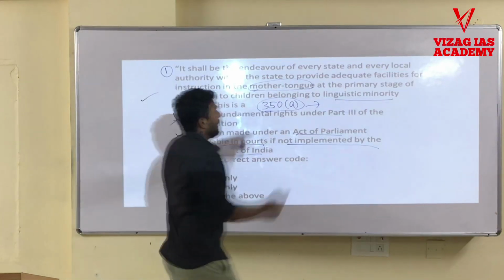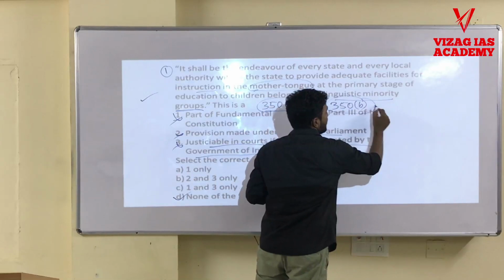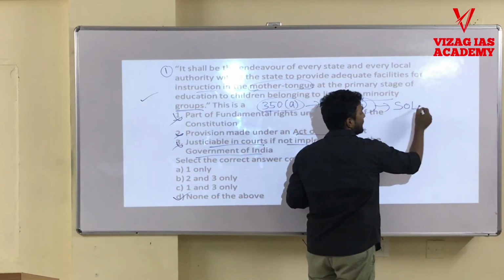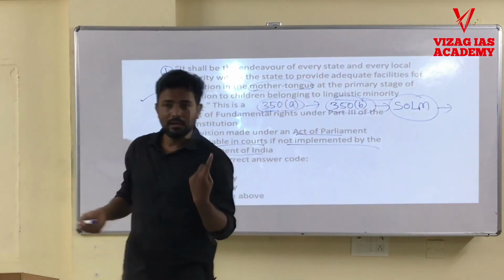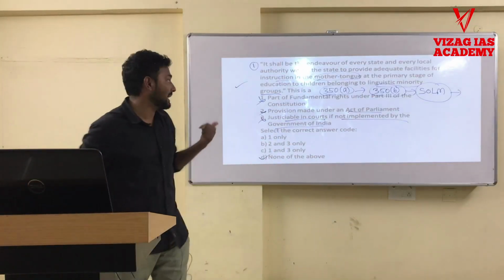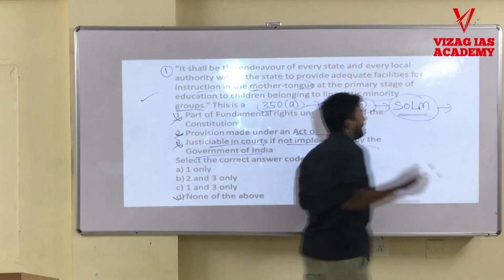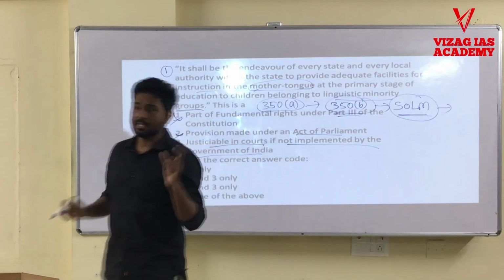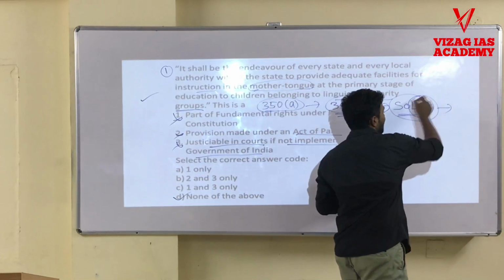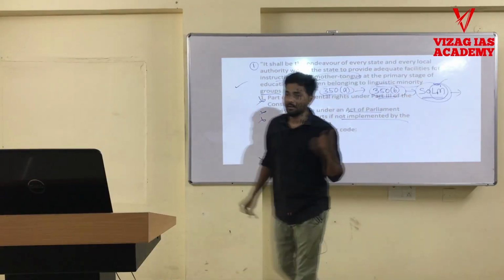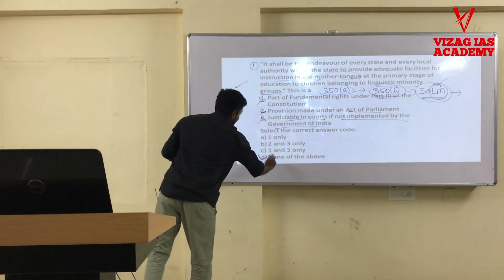So under article 350B, there is a special officer for linguistic minorities. You recollected it, right? We have discussed it in the class. Under article 350B, there shall be a special officer for the protection of minority rights, particularly their language, linguistic minorities. So all of these statements are wrong. The answer is none of the above.